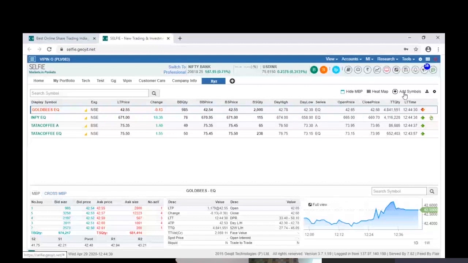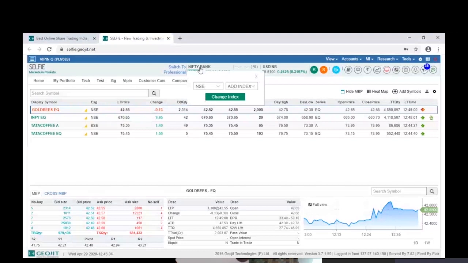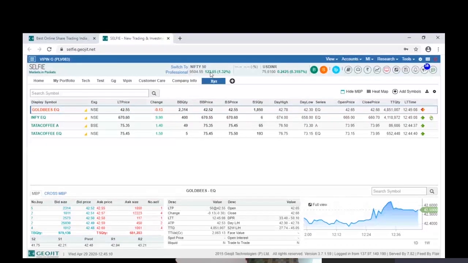On the top of the window, you could see the index which is there. Suppose I want to change the index, you can click on here and I can change the index to Nifty 50. So this is the Nifty 50, and similarly I can change any of the indices as per my choice. So this is the index which is getting displayed, and here you could see the USD INR currency rates also getting displayed.